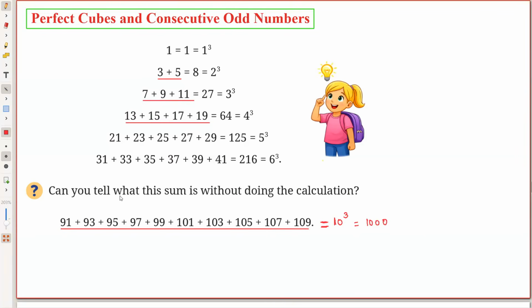Now they are asking, can you tell what this sum is without doing any calculation? We have to find this sum, so we don't need to add everything and check. Just count how many terms. This is 1, 2, 3, 4, 5, 6, 7, 8, 9, 10. So it is 10 cube. 10 cube is 1000.